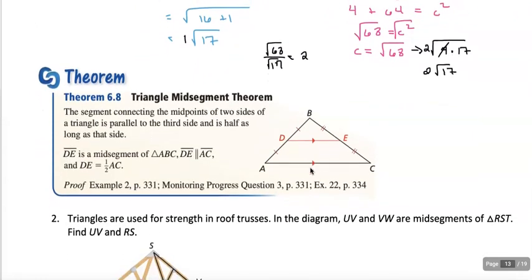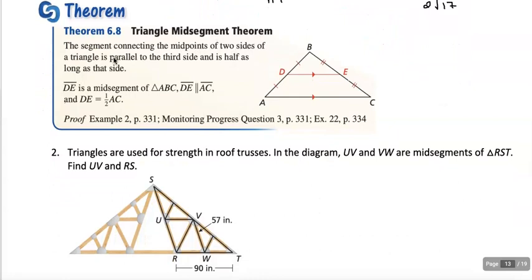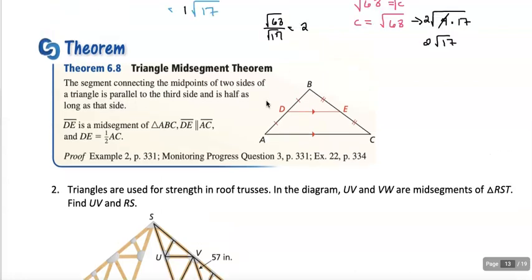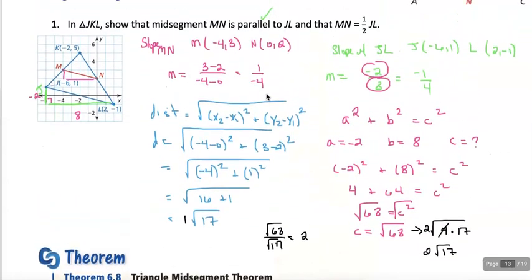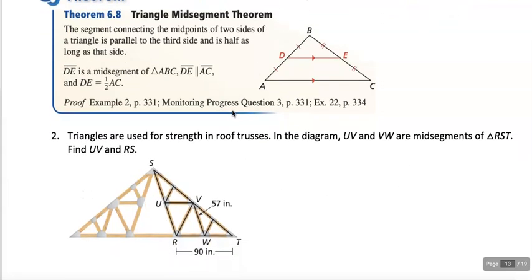See what else we've got here. So, a little bit more about the triangle mid-segment theorem. The segment containing the midpoints of two sides of a triangle is parallel to the third side and is half as long as the third side, which is pretty much what we just proved in this last picture. We showed that the mid-segment is parallel and half of that third side.